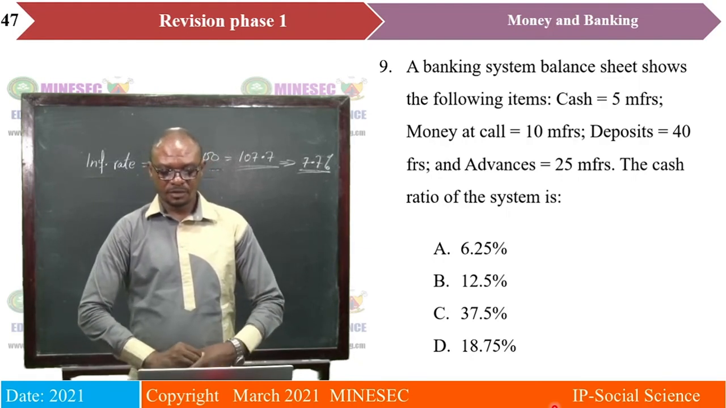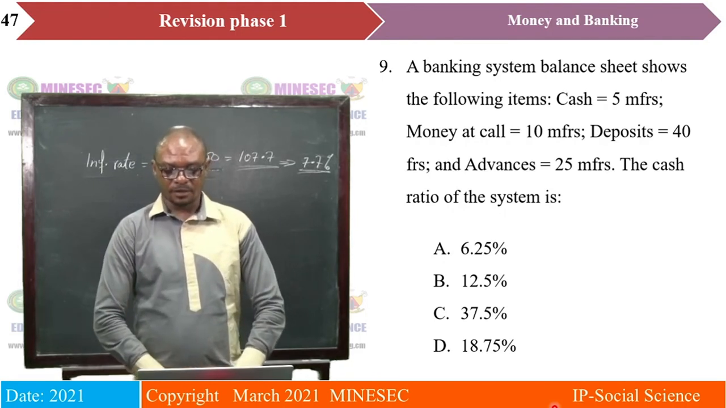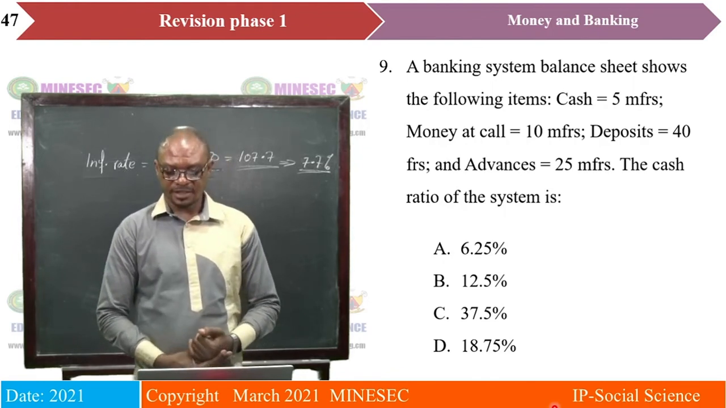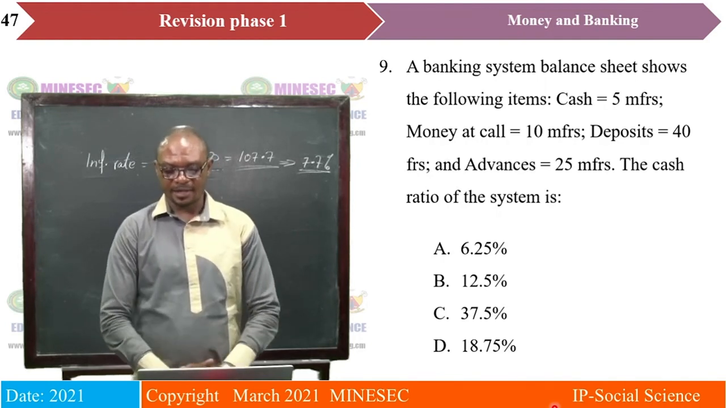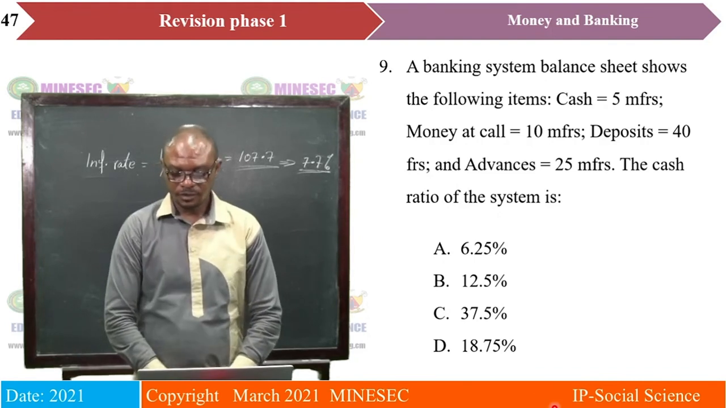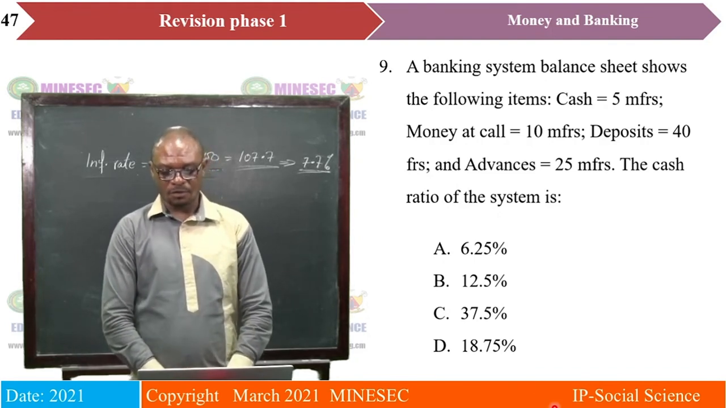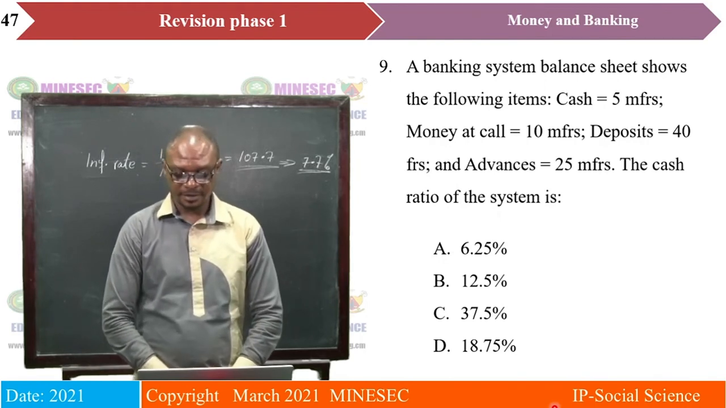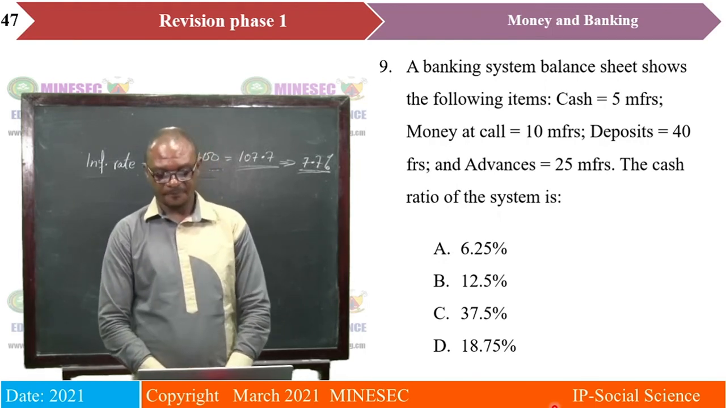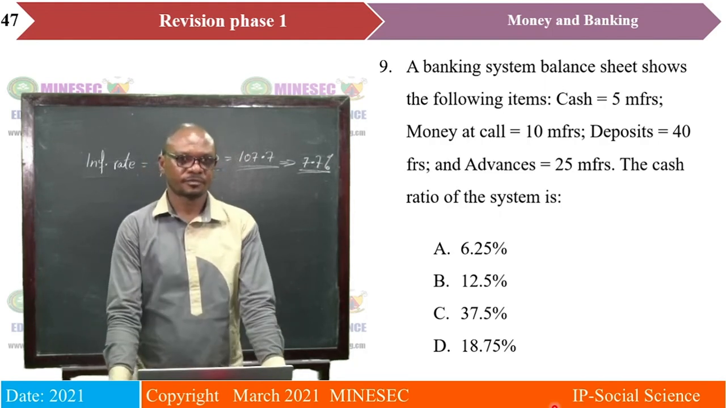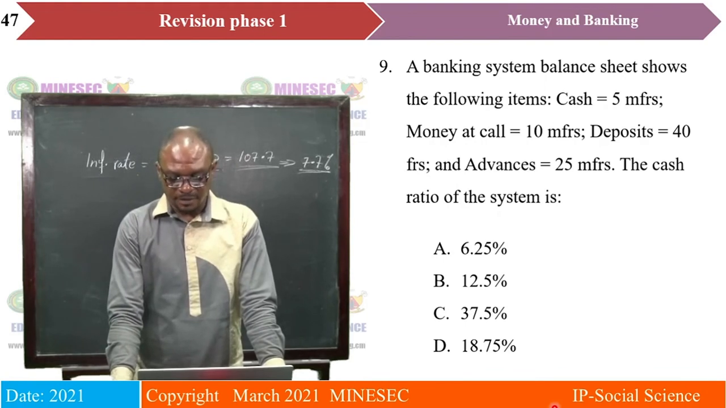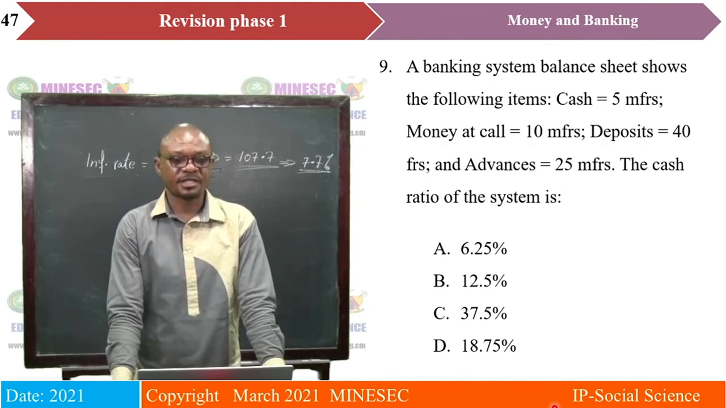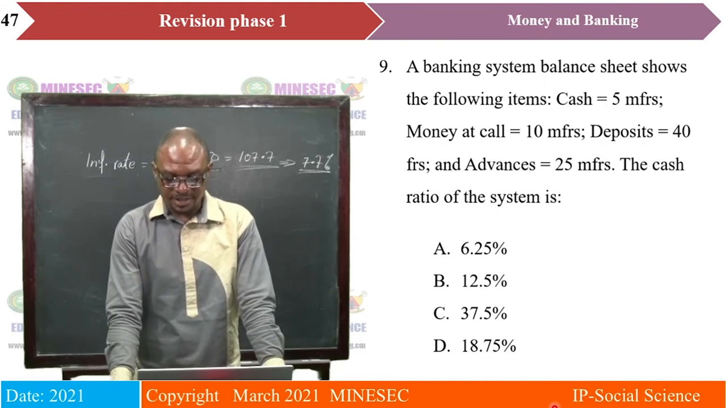Question 9. A banking system's balance sheet shows the following items. We have cash, 5 million francs, money at call, 10 million francs, deposits, 40 million francs, and advances, 25 million francs. The cash ratio of this bank is A, 6.25%, B, 12.5%, C, 37.5%, and D, 18.75%.